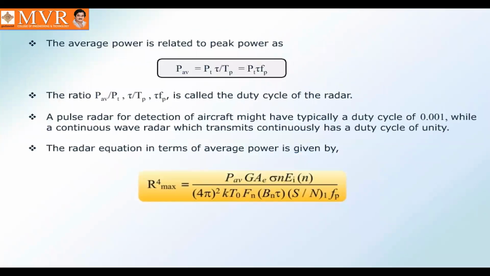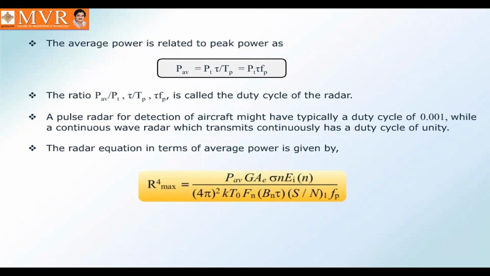And P average is related to the peak power, and the value is given by P average equals Pt into tau divided by Tp, that is Pt into fp into tau. This is called the duty cycle of the radar. Duty cycle is nothing but T on divided by T on plus T off. A pulse radar for the detection of aircraft might have a typical duty cycle of around 0.001, while a continuous wave radar, which transmits continuously, has a duty cycle of unity.